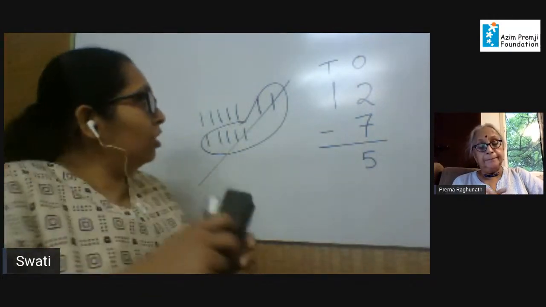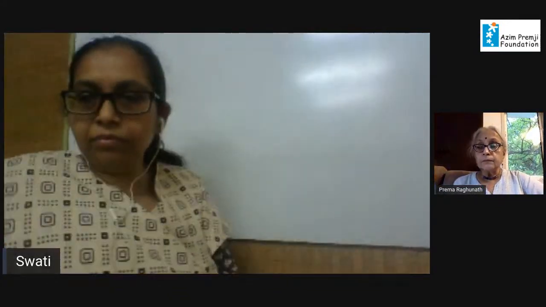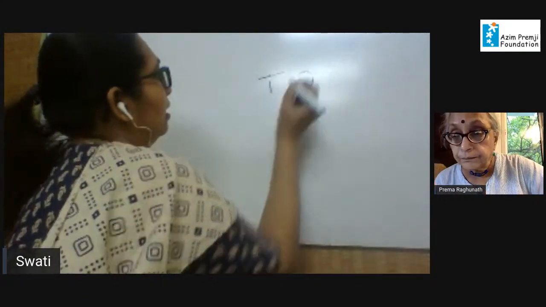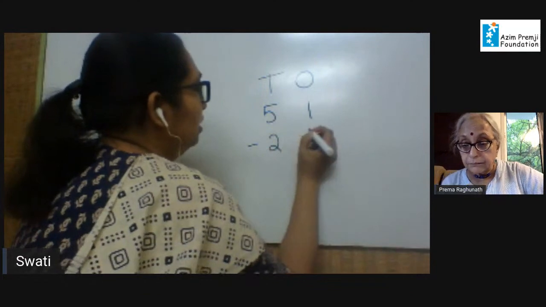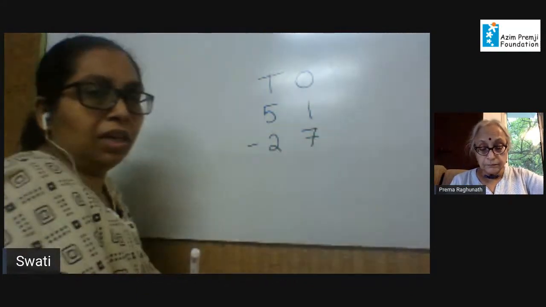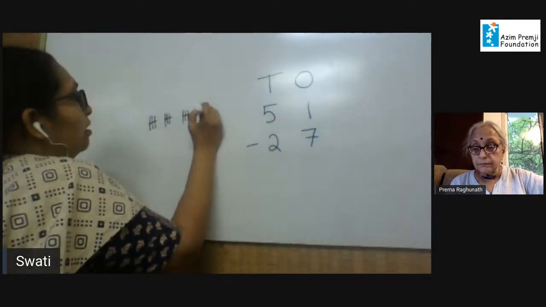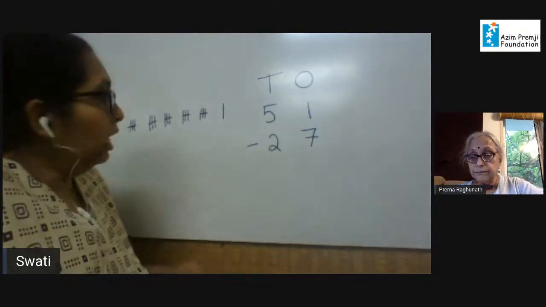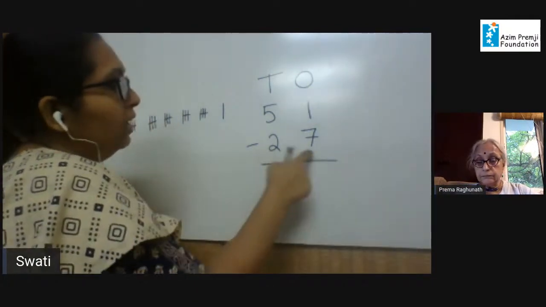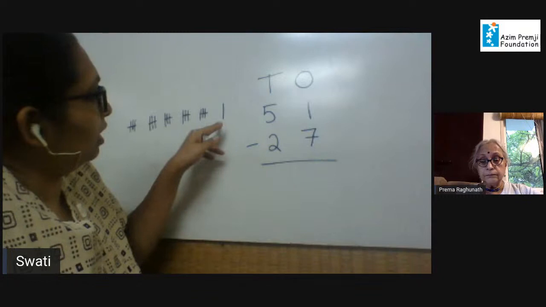Yeah, sure. So let's take another case. Let us take, for example, 51 minus 27. Okay, so 51 will be 5 bundles and 1 loose. Now we have to take away 2 bundles and 7 ones. The 2 bundles are not a problem, but again, we don't have 7 loose.